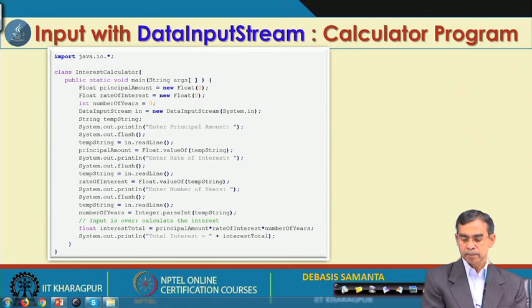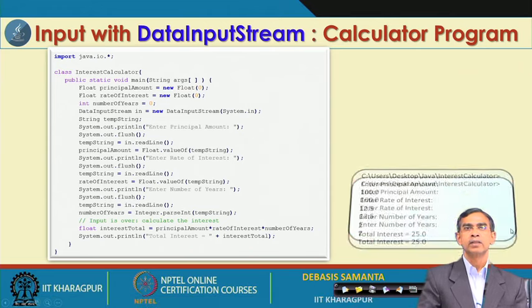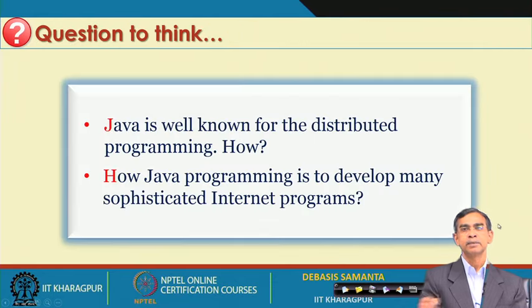Only if you know the mechanism can all those ways be incorporated in your program, and thus you can make your program very robust. So, this is all about the exception handling concept in Java programming.